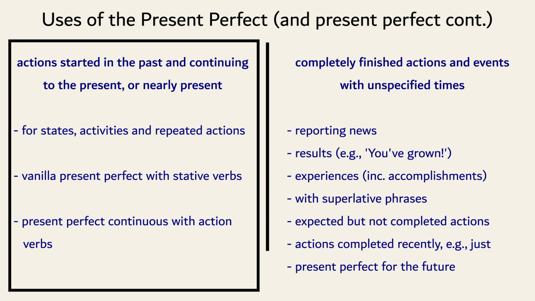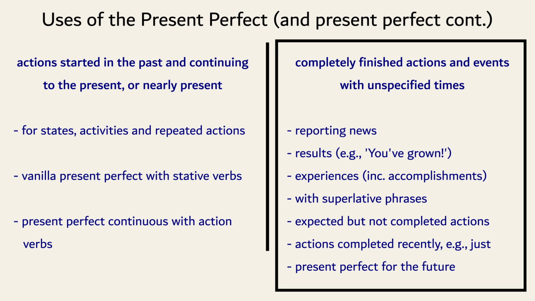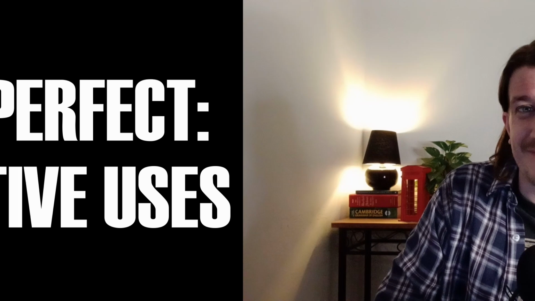It's helpful to think of the uses of the present perfect and the present perfect continuous, which I'm going to include in parts of this video, as falling under two basic categories. So firstly, actions and situations that started in the past and are continuing up to the present or just before the present. And secondly, finished actions or events that have unspecified times. So let's talk about the first category.